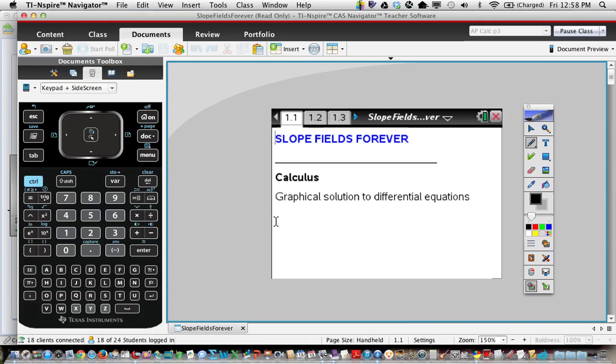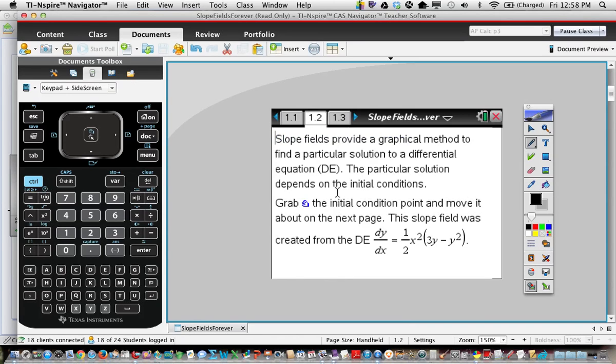So the first thing they do is direct you here to go to page 1.3. So 1.1 is just a title page. So 1.2 just says slope fields provide a graphical method to find a particular solution in a differential equation. It depends on the initial conditions. Grab the initial condition and move it about, and this is the slope field.